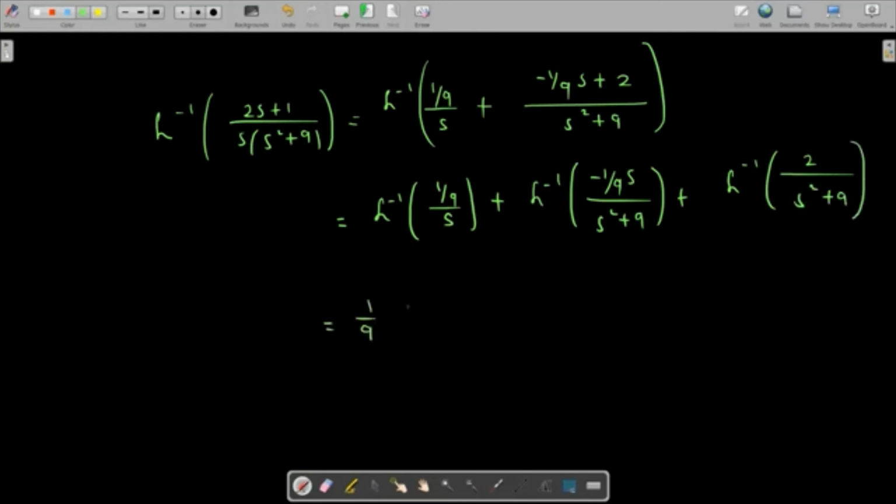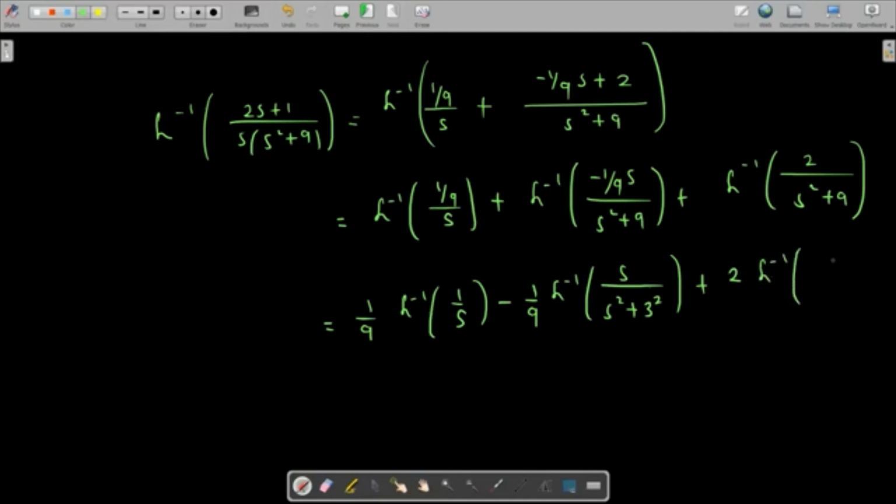So 1 over 9 is a constant, it comes out. We have the inverse Laplace of 1 over s. Then negative 1 over 9 comes out. We have the inverse Laplace of s over (s² + 3²), since 9 is written as 3 squared. I think you know why. And 2 is a constant, it comes out. We have the inverse Laplace of 1 over (s² + 3²), and I'm going to multiply and divide by 3. Again, I think you know why, because that will then convert into the inverse Laplace in the form of sine.